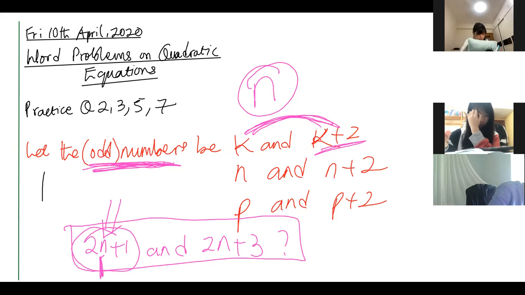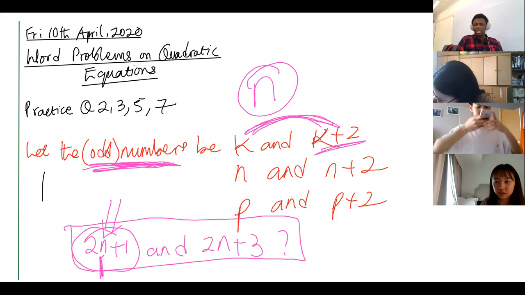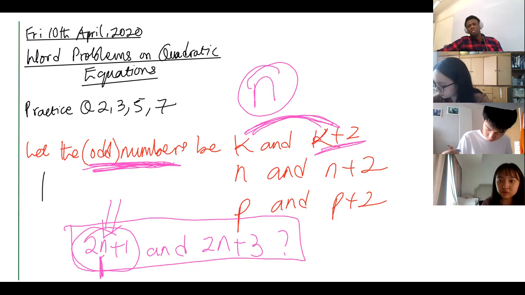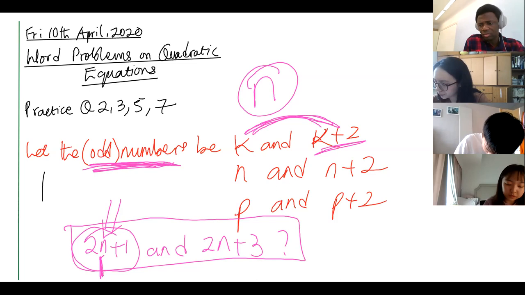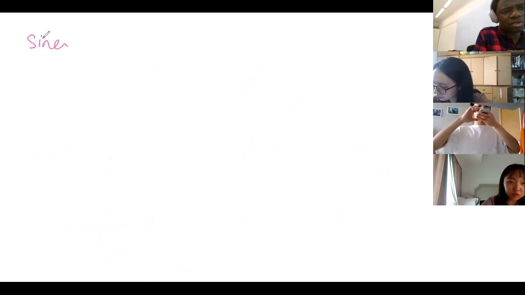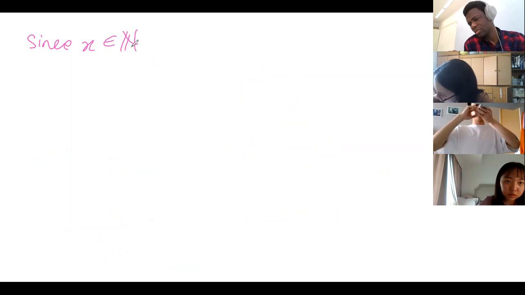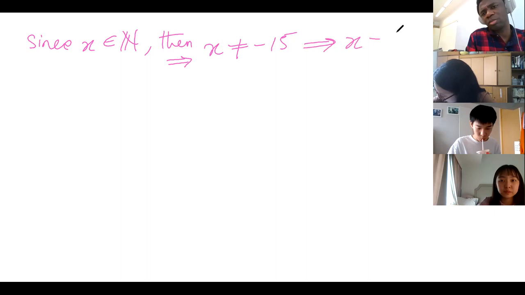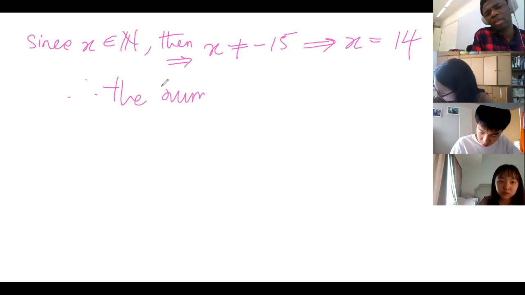So I just make the last statement to be, the number should be 14. But you have to also explain why the number cannot be negative 15. So your conclusion should be something like, since X is a natural number, you can write in symbolic form. You don't have to write in words, you can write in words if you want. Since X is a natural number, it implies that X is not equal to negative 15. And that means X can only be 14, right? Therefore, the number is 14. Like that.